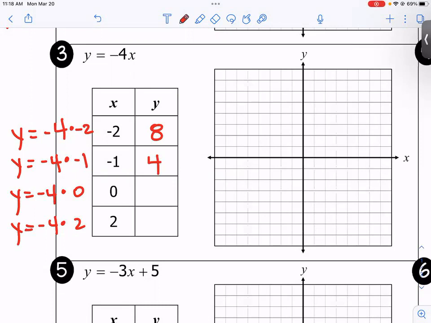Bennett, when x is 0, y is? What's negative 4 times 0? Okay. And Ryan, when x is 2, y is? Okay. So we have negative 2, 8, negative 1, 4, 0, 0, and 2, negative 8. And look at that. When we connect them, it makes a line.